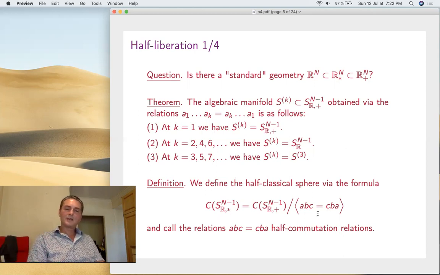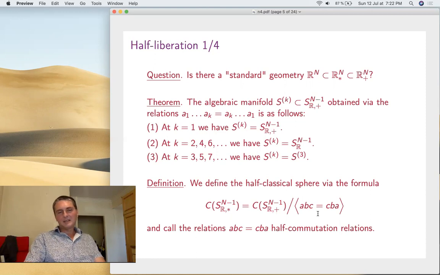So let's call it S^{n-1}_{R,*}. So why star? This comes also from easiness, because ABC equals CBA, this corresponds somehow to this diagram. This, and this is like a big star. So the star is therefore reminding us of this diagram. We'll get later into easiness.